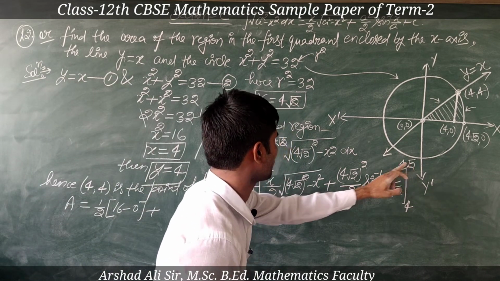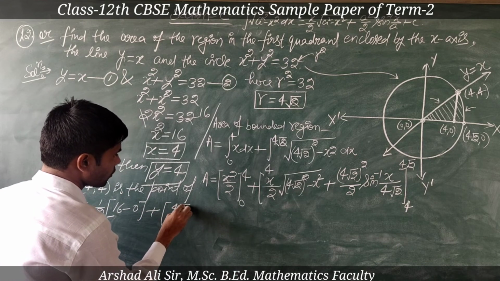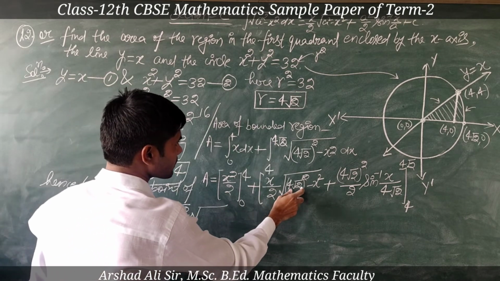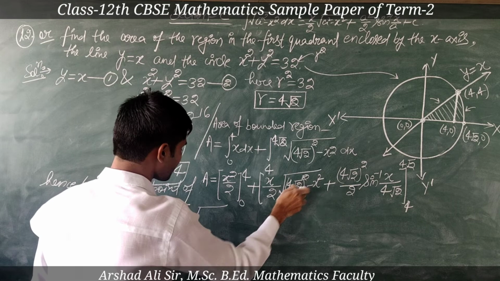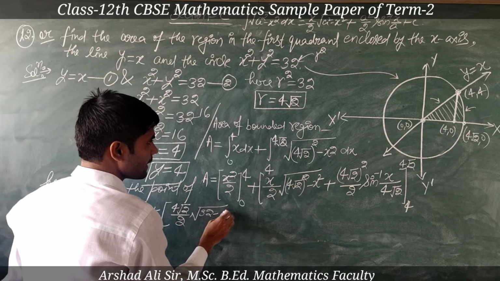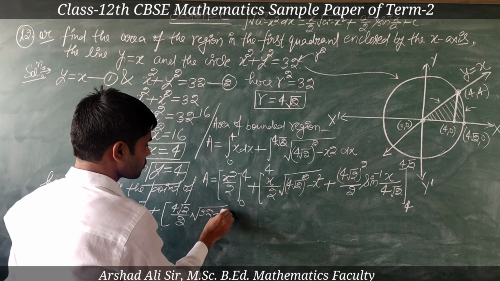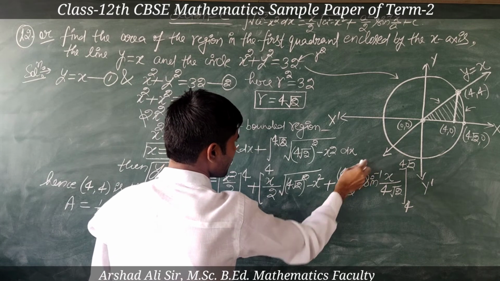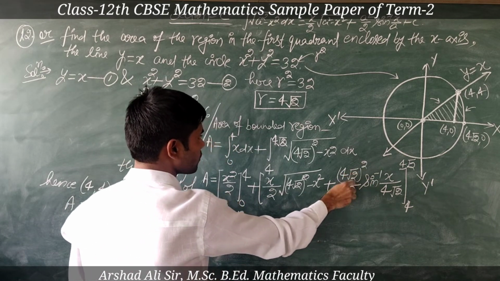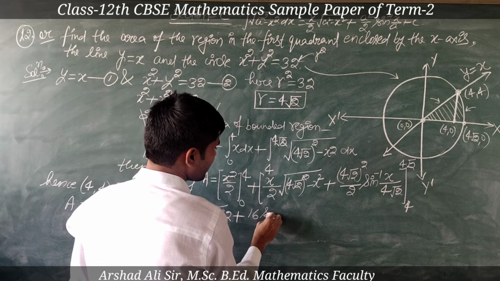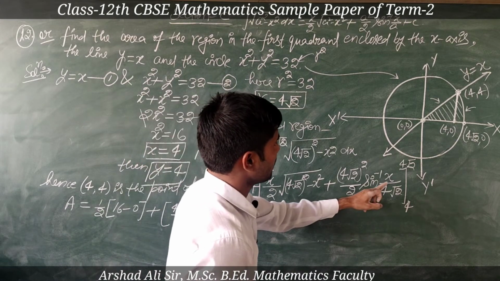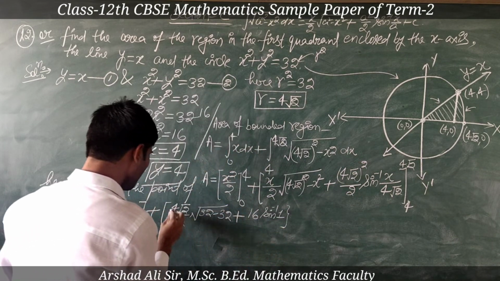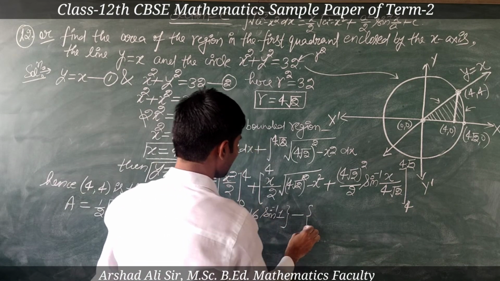Upper limit is 4 root 2. So here we will put 4 root 2 upon 2 in the square root. We have 32. Okay, 4 root 2 square means 32. 32 minus x square. X square means 4 root 2. So it will be 32 plus 4 root 2 whole square upon 2. 4 root 2 whole square means 32 upon 2. It will be 16. Sine inverse 4 root 2 upon 4 root 2, it will be 1.